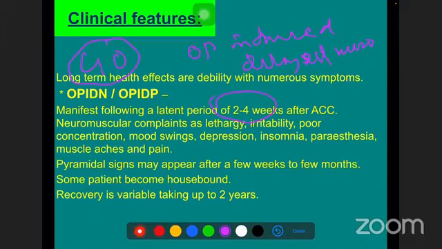The complaints are lethargy, irritability, poor concentration, mood swing, depression, insomnia, some psychiatric complication, paresthesia, muscle aches and pain. But unluckily, it usually recovers within up to 2 years. So it is a very, very nasty thing for the organophosphorus compound patients. It can linger up to 2 years, but unfortunately, there is no specific treatment for this organophosphorus induced delayed neuropathy or organophosphorus induced delayed peripheral neuropathy. So in that case, we should give just supportive treatment, nothing else, but we should know this manifestation.